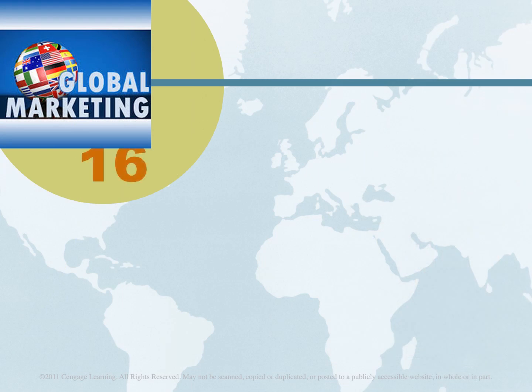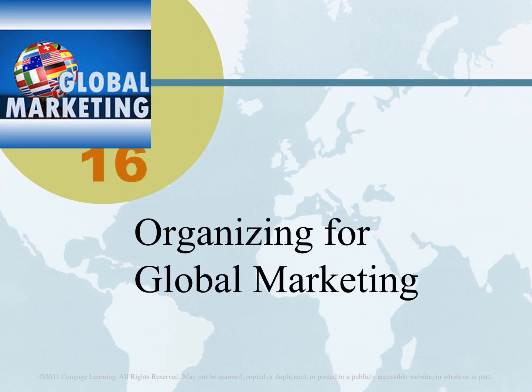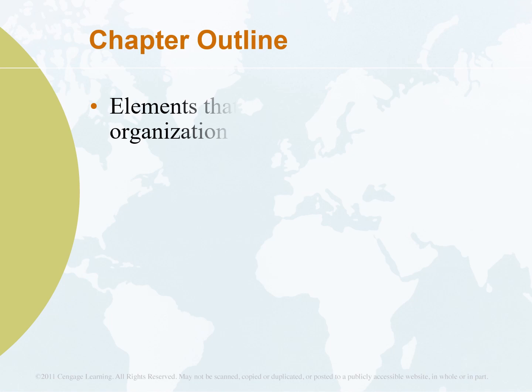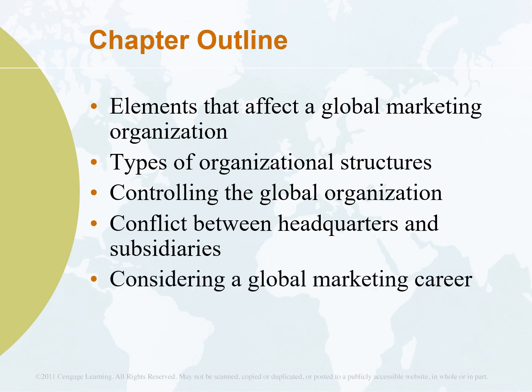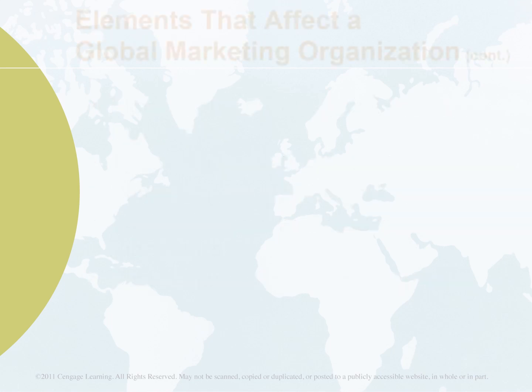Okay, that's chapter 15. In chapter 16, we talk about the global marketing organizations, how to manage and organize your companies, the corporate structures of that. Okay. We talk about the elements that affect a global marketing organization, different types of structures, okay, how to control your organization, the conflict between headquarters and subsidiaries, and also global marketing as a career choice for you in the future. Okay?